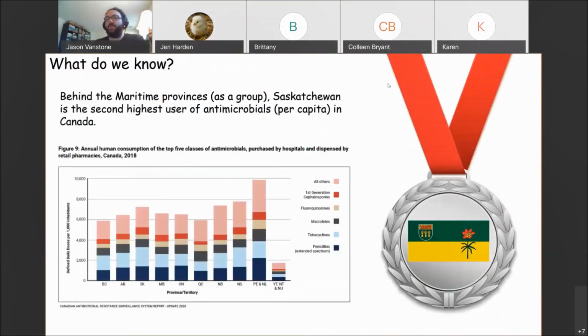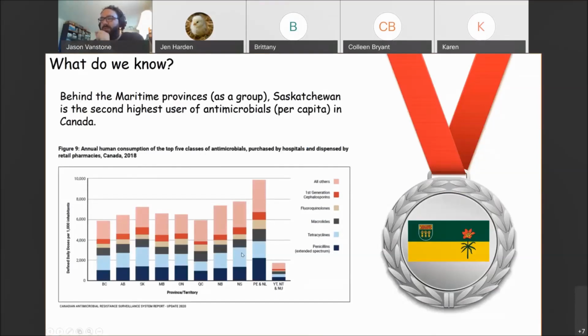And then when we look across Canada at how much we use in the different provinces, if you count the Maritimes as a group, on this graph you can see the total amount of antibiotic use. This is defined daily doses per 1,000 inhabitants, so the amount of antimicrobial use. They broke each bar into the top 5 classes of antimicrobials and then all others.